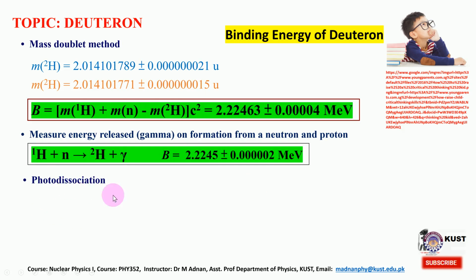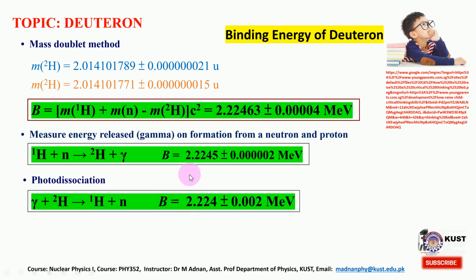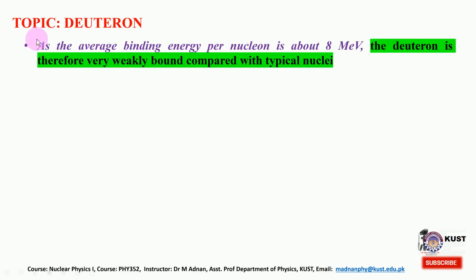Similarly, photodissociation is another way to track this energy, that is 2.2 mega electron volt. That is, if we want to dissociate this deuteron into a proton and a neutron, the gamma must have an energy of 2.2 mega electron volt. So the binding energy is around 2.2 mega electron volt. That is one parameter we'll be using in our discussion today.